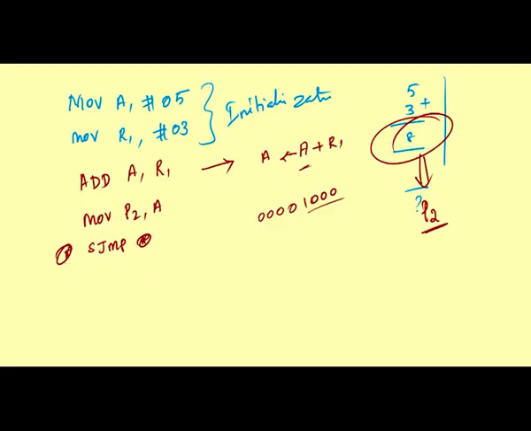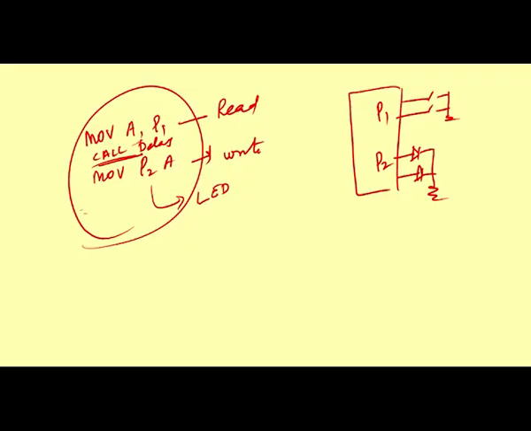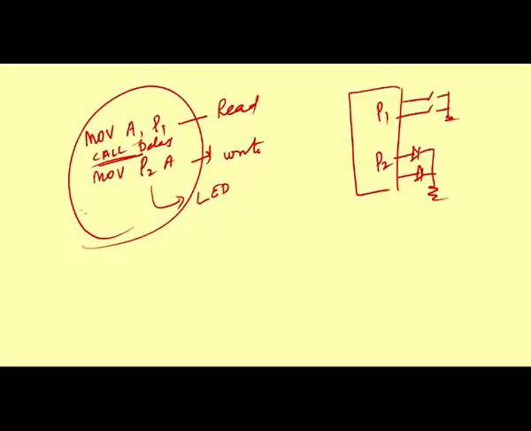And one more thing: suppose I am asking you to read the data from port 1, which is connected with the switches, okay. Then display the data on the LEDs in port 2, okay. For this kind of program, what will you do? You can use MOV A, P1. Whatever the switches present, that value will be moved to the accumulator.